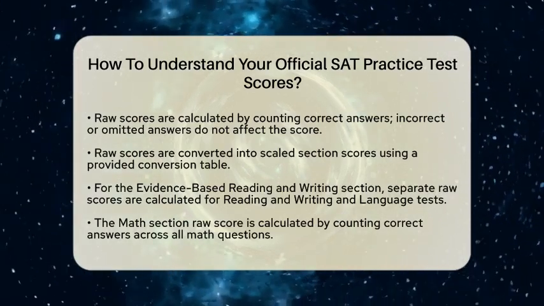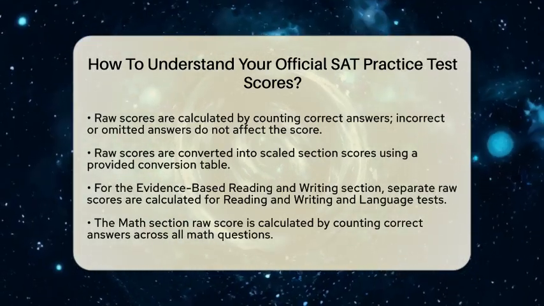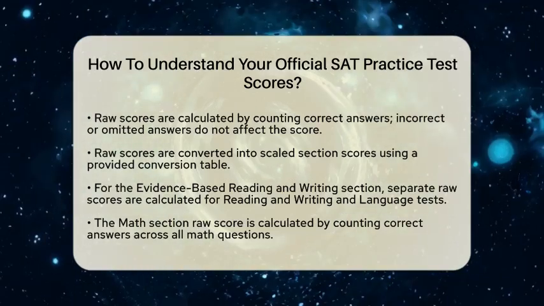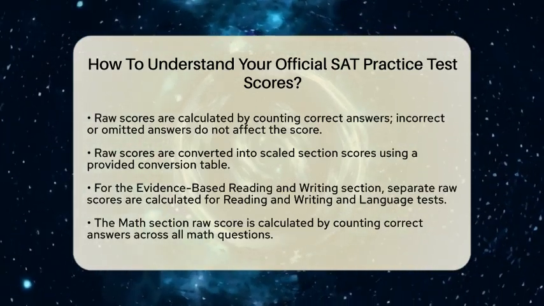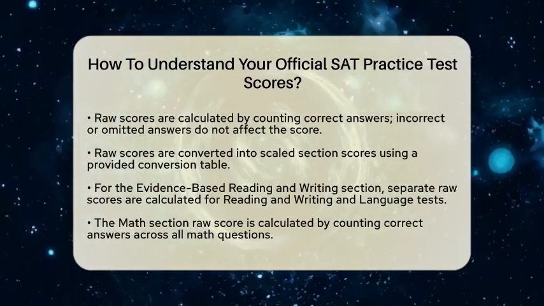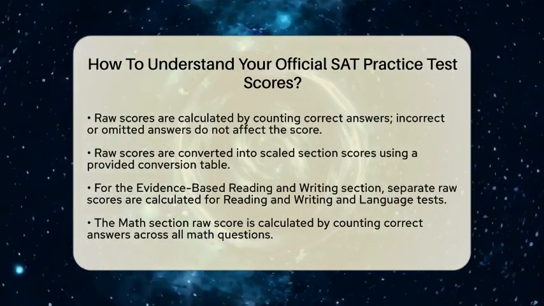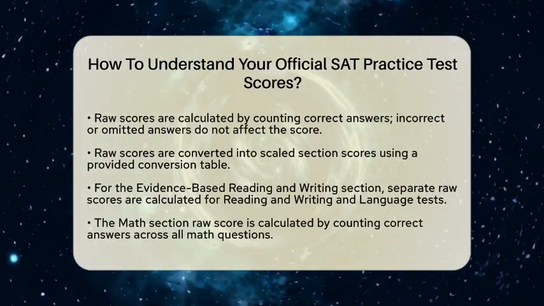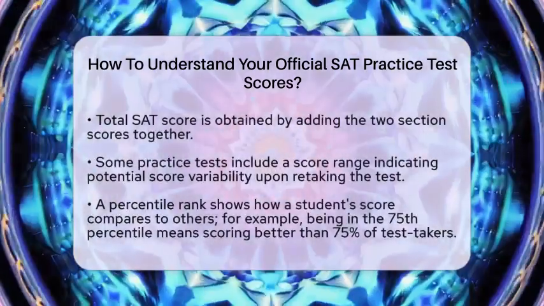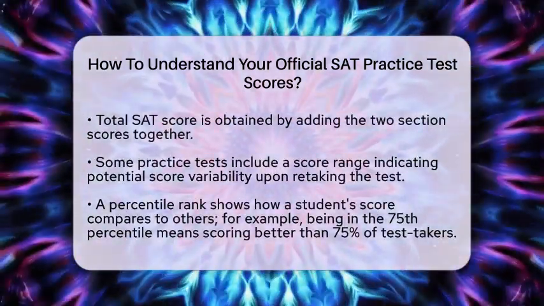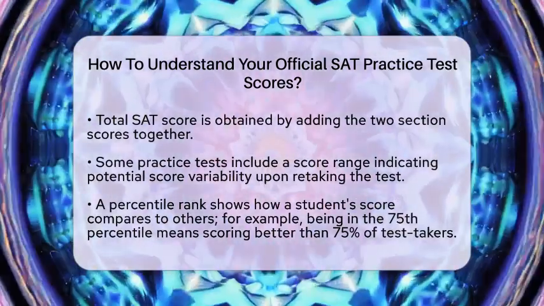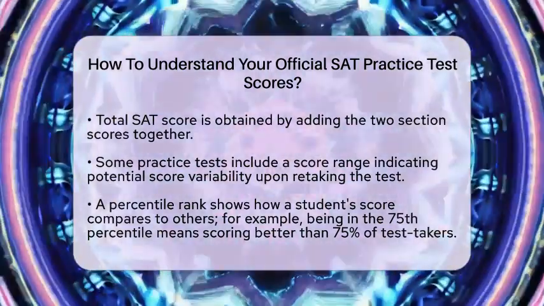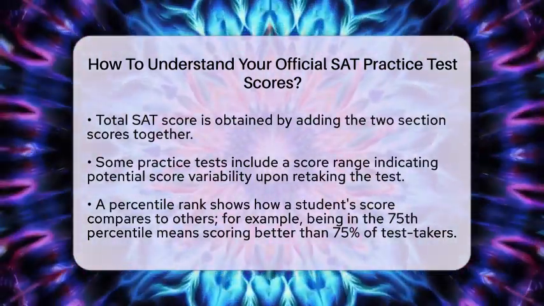For the evidence-based reading and writing section, you will calculate separate raw scores for the reading test and the writing and language test. After that, convert each of these raw scores into scaled scores and combine them for your overall section score. For the math section, simply count the correct answers across all math questions and convert that raw score into a scaled math score. Now, to find your total score, add the two section scores together. This gives you your total SAT score on a scale from 400 to 1600.